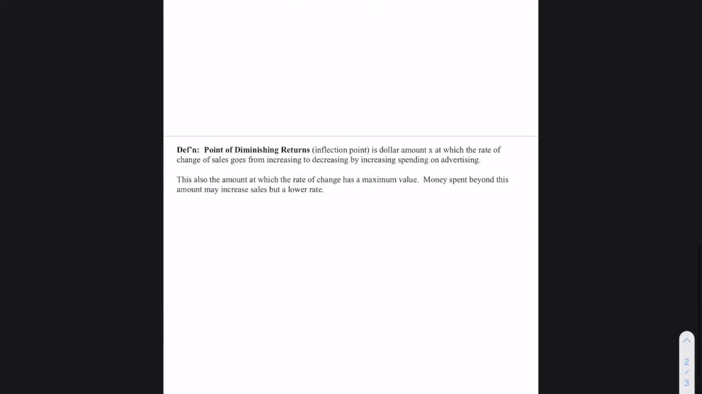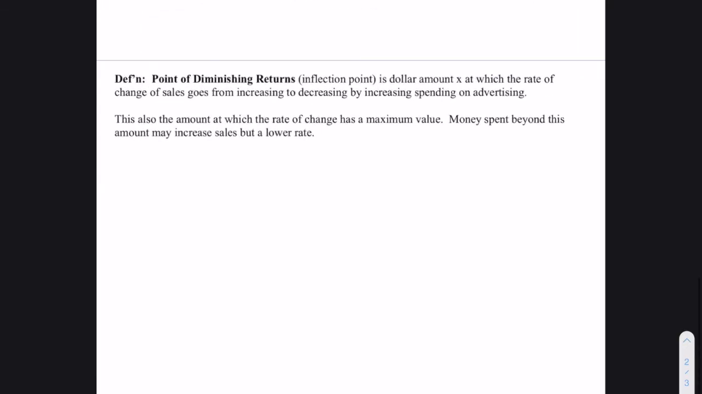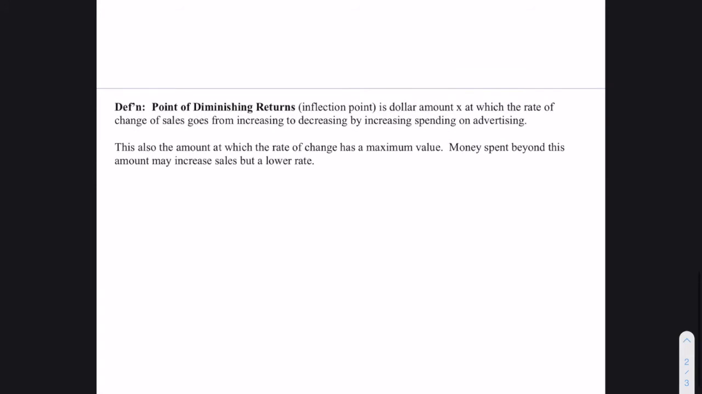Alright guys, welcome back. In this video I'm going to show an example of an application of inflection point. In the previous video we discussed the second derivative and the concavity changes, and that established the inflection point.